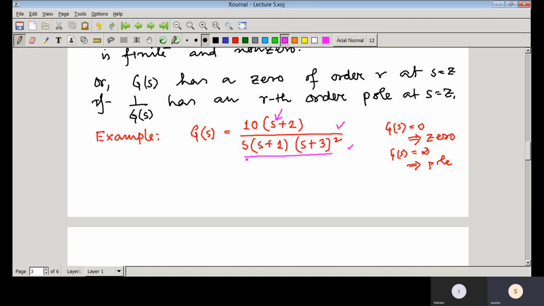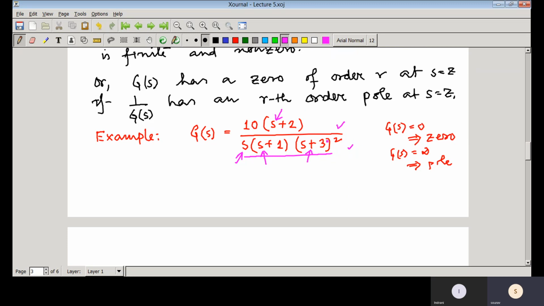And what are the pole locations? One pole is at 0, that is a finite pole. Another pole is at minus 1, and another 2 poles are at minus 3, minus 3. So minus 3 is a pole of order 2.